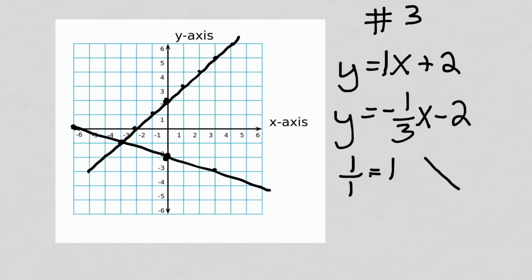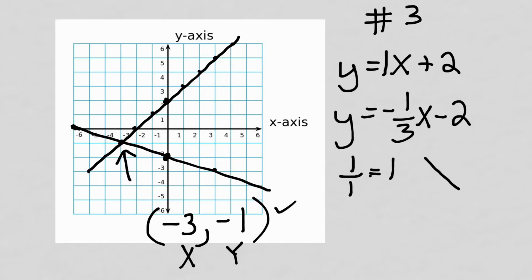The point of intersection is going to be negative 3, negative 1, and that's my answer. Okay? Right here is the point I'm talking about. Negative 3, negative 1. Negative 3 to the left, negative 1 down. You can write this as the xy point negative 3, negative 1. I will accept this. Or if you like to write it like this, x equals negative 3, y equals negative 1, I'm fine with that.